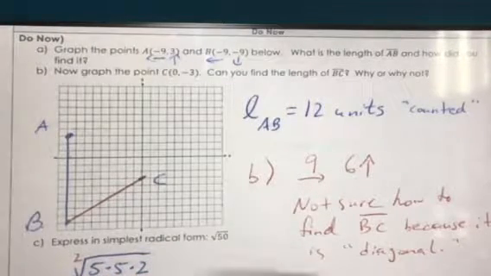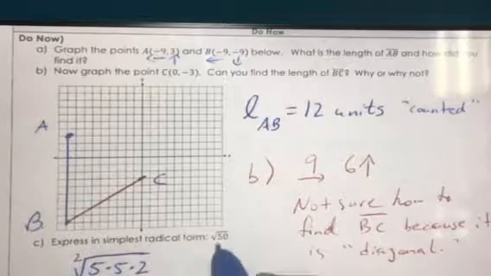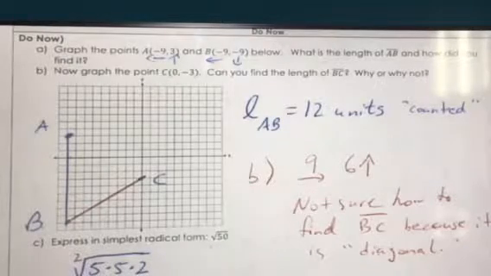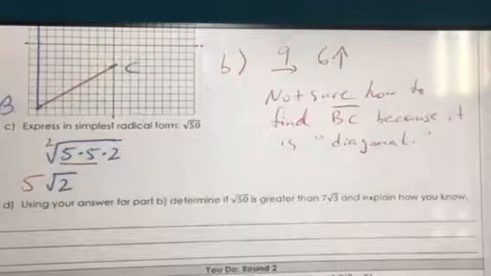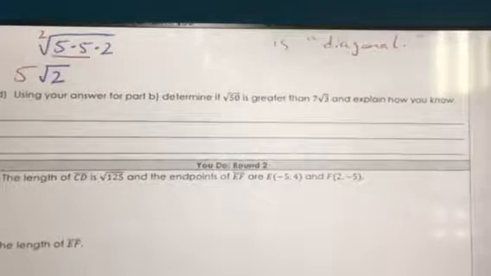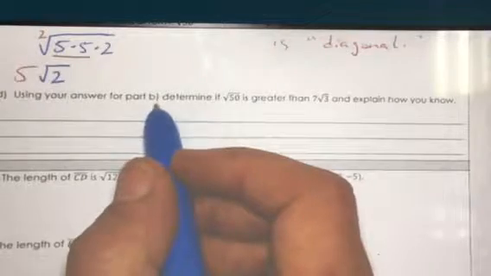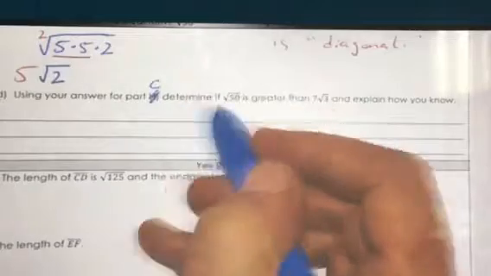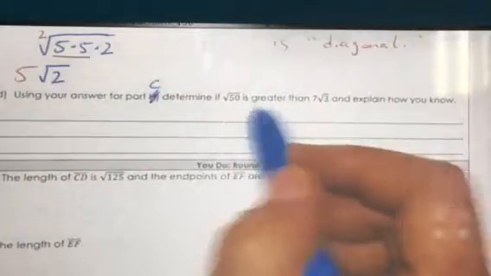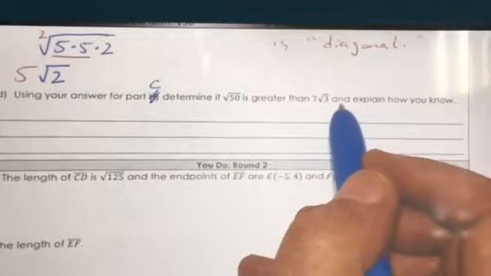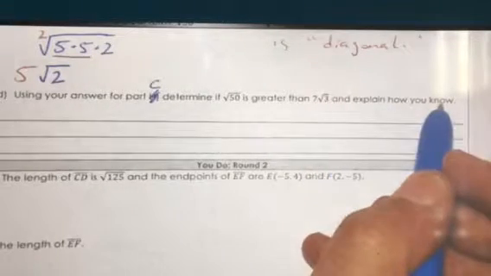And these are units. Oh no, these are not units. This didn't ask us to find a distance. Okay? Have a look at that. And finally, using your answer to part B, I think this means your answer to part C. Determine if the square root of 50, which is 5 times the square root of 2, is greater than 7 times the square root of 3, and explain how you know.